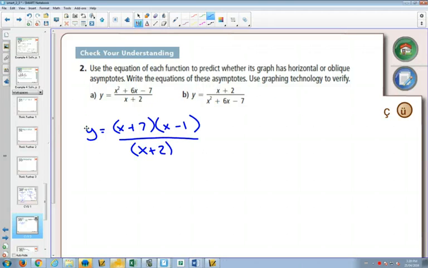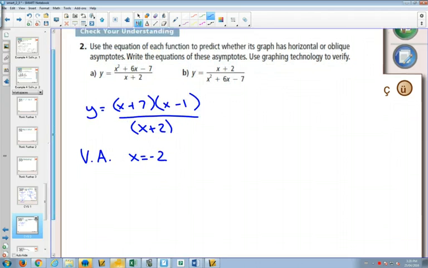Nothing simplifies. So this means that you are going to get a vertical asymptote at x equals negative 2. That's your non-permissible value. And then in order to find your oblique asymptote, what you're going to do is you're going to use synthetic division.